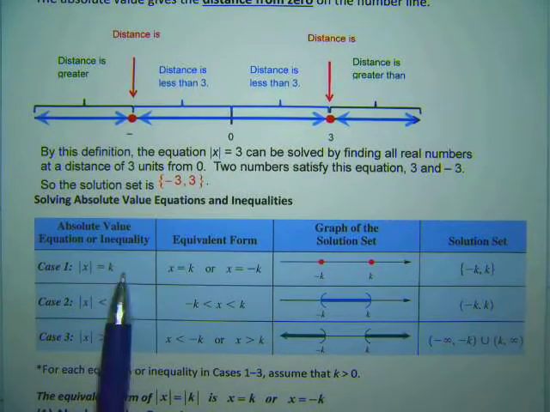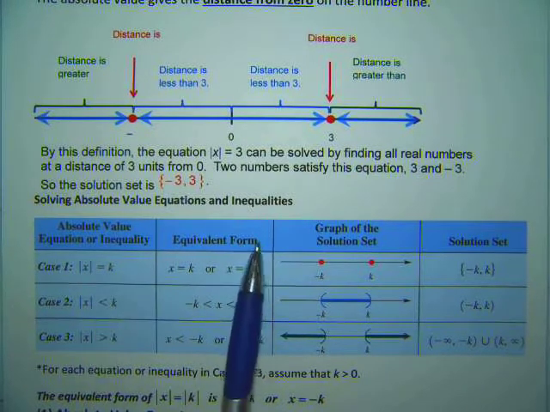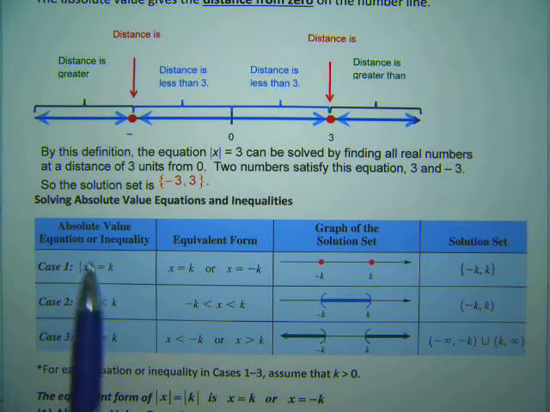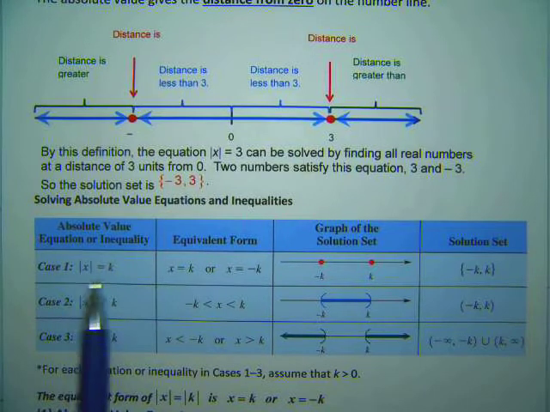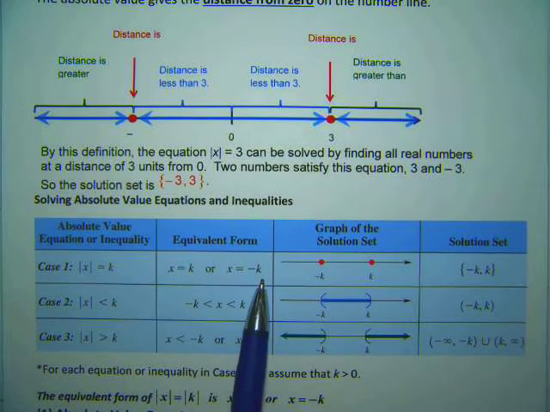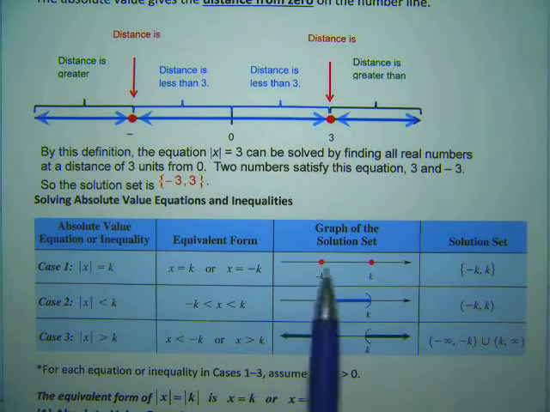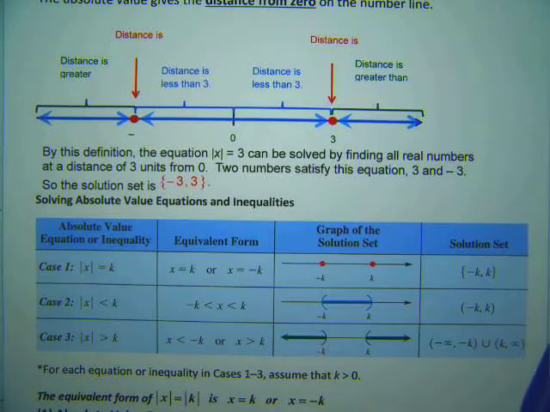So the first case: if the absolute value of x equals k, a constant, then the equivalent form, because we cannot solve equations with the absolute value sign, is what we need. Remember that you always have to give what this is equivalent to. In this case, it is equivalent to either x is k or x is -k. On the number line, that's what you get, -k and k, that's the solution set. Let us look at examples, and then we'll explain the other side, which is the inequality.